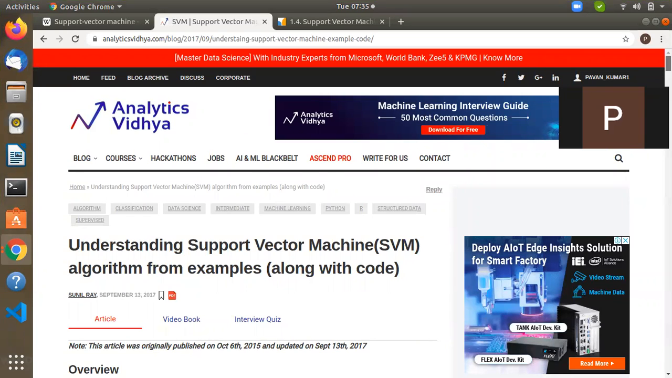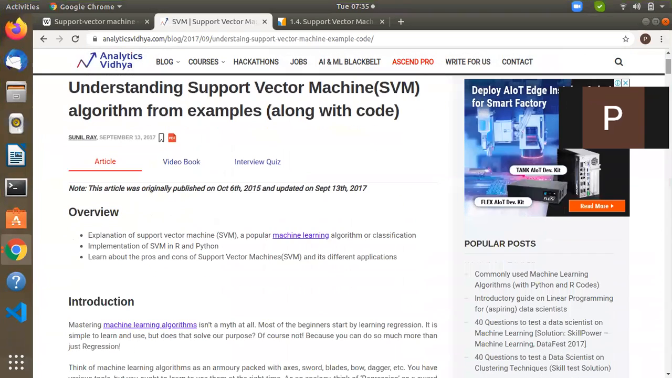You can see here, we will first be understanding the support vector machine algorithm from examples. So we'll be understanding how the support vector machine works. Then after that, we'll be doing the math behind this support vector machine.